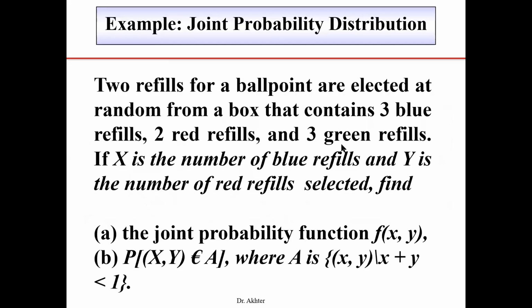Now here is one example. This example represents two refills for a ballpoint pen being selected at random. We have 3 blue, 2 red and 3 green, so we have three colors: one color is blue, second is red, and third is green. How many are blue, how many are red, this is given here. Now, what is needed?